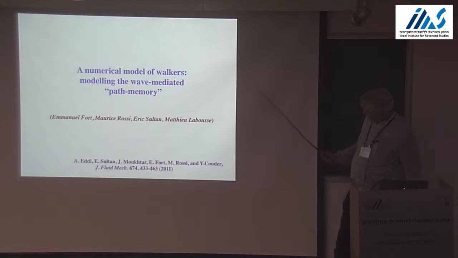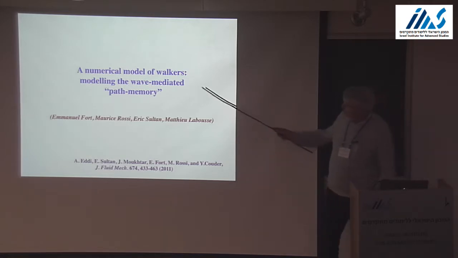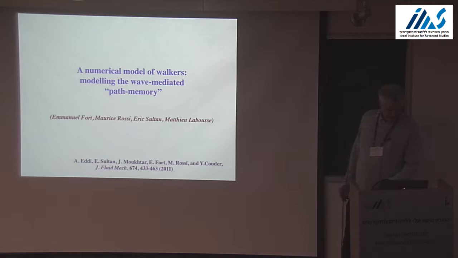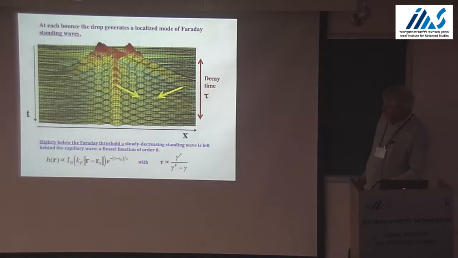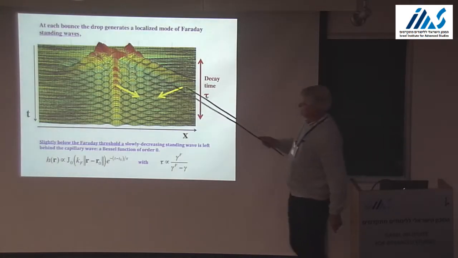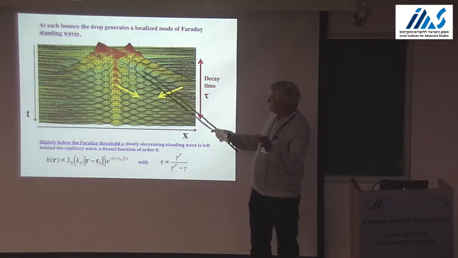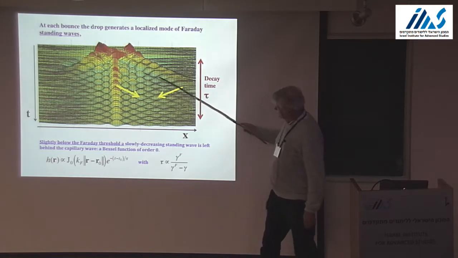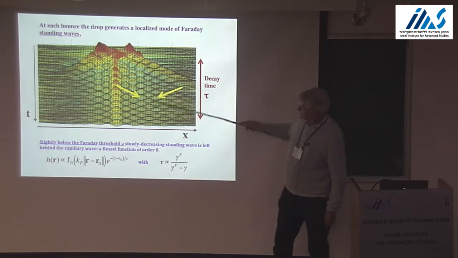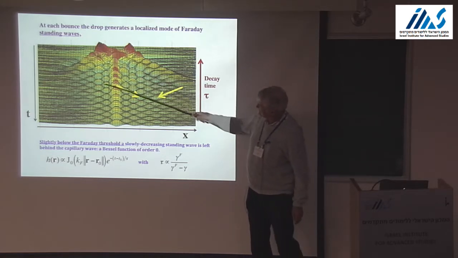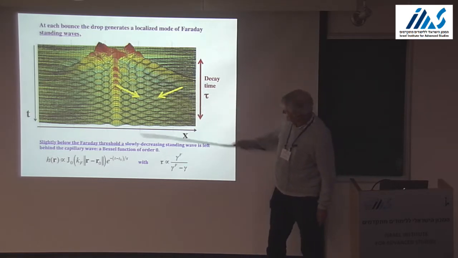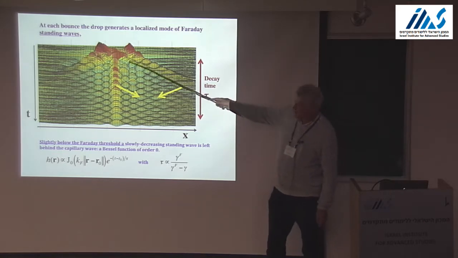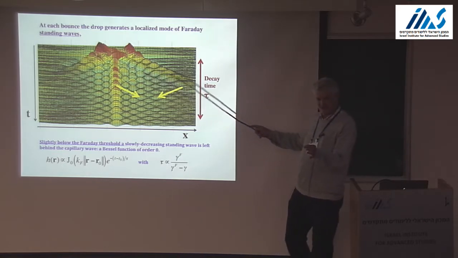So I will go into the detail of how these walkers, as we call them, can be modeled. So you remember this. This is the shock at one. At each collision with the bath, the drop creates a disturbance. This disturbance propagates away and leaves behind this J0 Bessel function of standing waves, which is damped on a typical time, which is linked with the distance to the Faraday instability threshold.